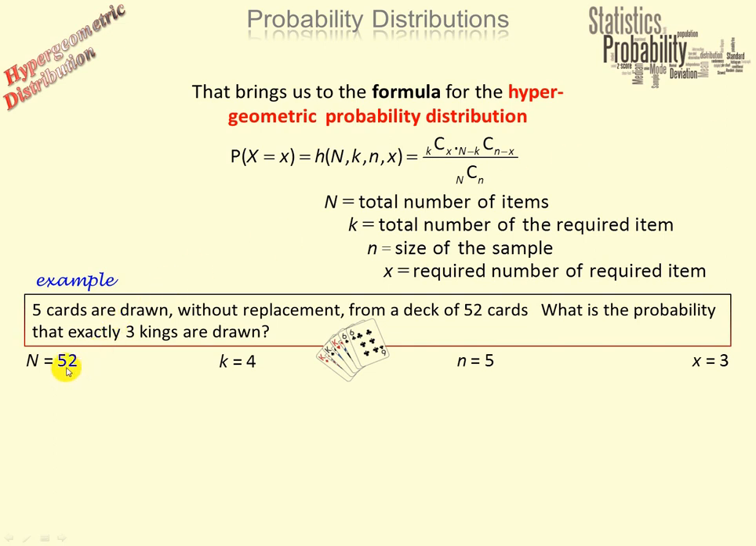N is 52, the total number of items. K, number of the required item. Well, the required item is kings, and there are 4 of them. n, the size of the sample. Well, the sample is what we're drawing, and we're drawing 5, so n is 5. X, the required number of the required item. Well, we're requiring kings, and we require 3 of them, so X is 3.